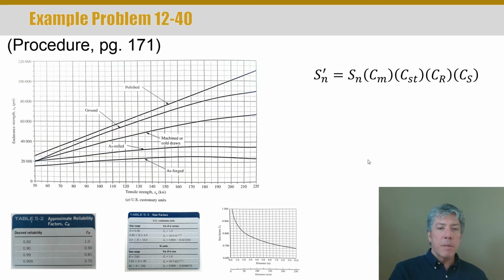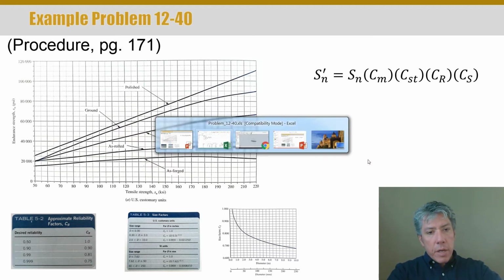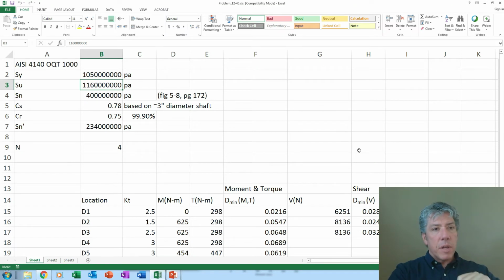Sometimes you'll see me call Sn prime the modified endurance strength. That's wrong. The real term is the actual endurance strength. Okay, well, I mess up the names for things, so Sn and Sn prime are no exception. Anyway, if you notice, I read off, and you should verify this in your book, it's also on page 171, I read off 400 megapascals as the modified endurance strength from that figure. And I got that by going on the x-axis here and going up to the machine curve and then going over to the modified endurance strength.